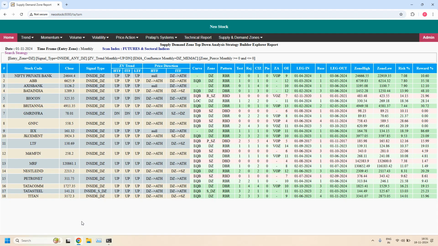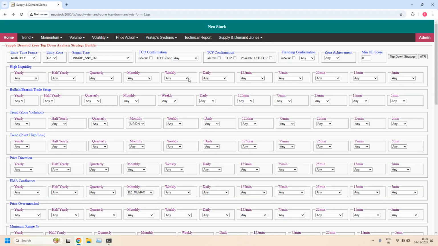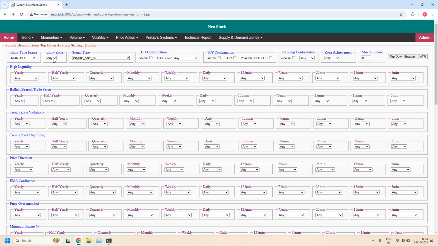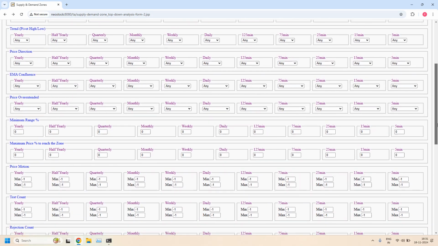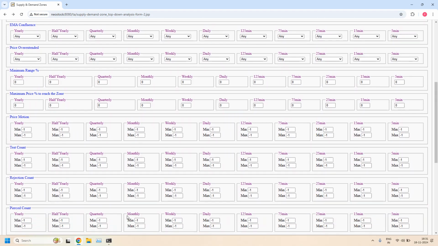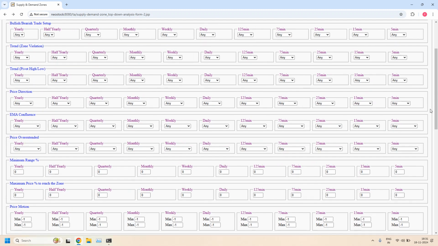Okay, next report, monthly time frame. Stocks closed inside monthly supply zones, and these monthly supply zones should not be pierced. So in the pierced count at monthly time frame, minimum value 0, maximum value 0.